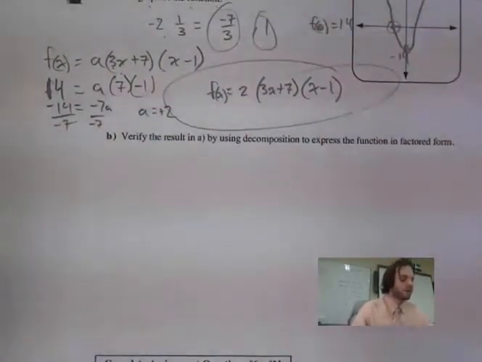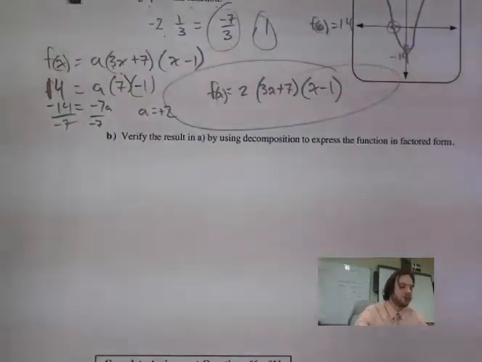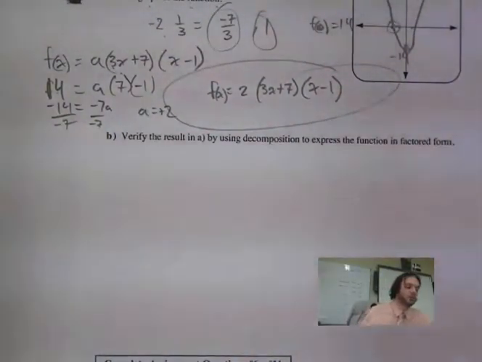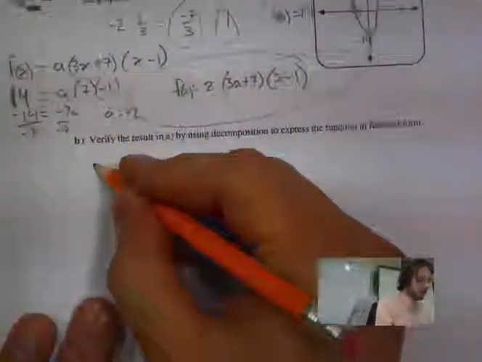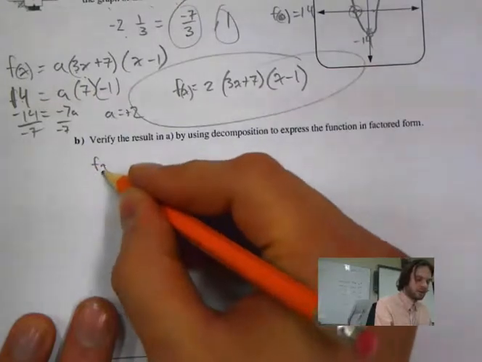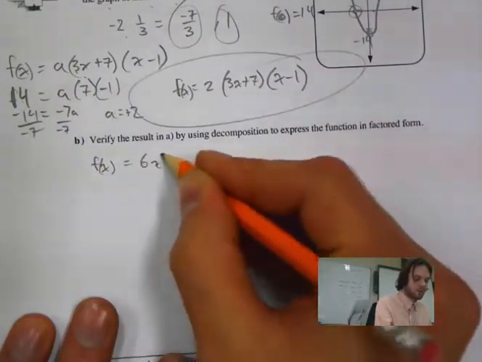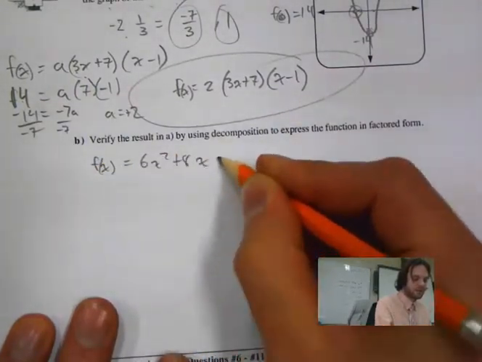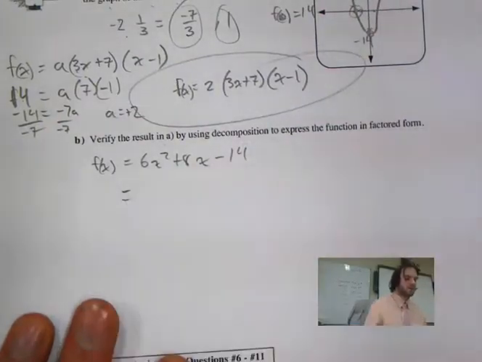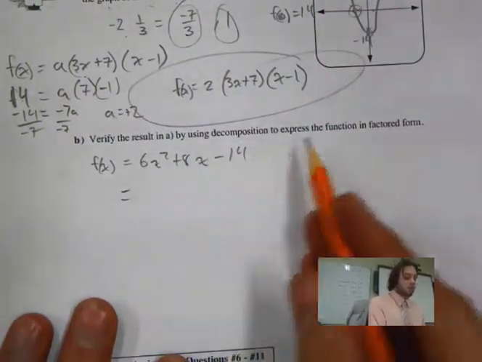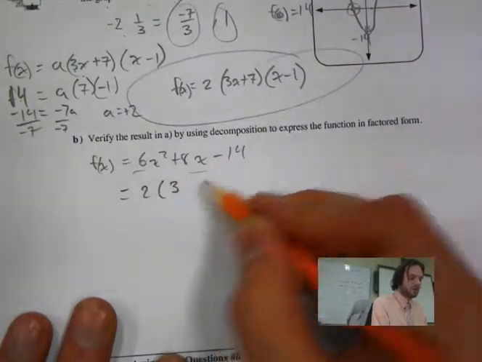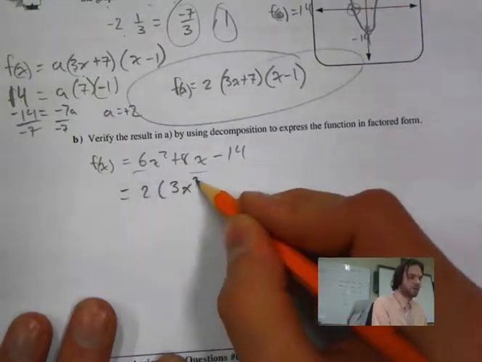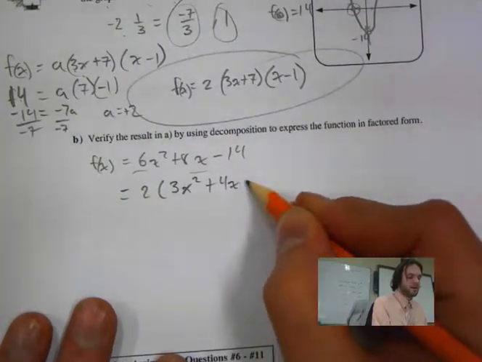Now, it says, verify the result by using decomposition to express the function in factored form. So now it wants us to use decomposition. So by factoring it ourselves. So let's try this one. We have f of x is equal to 6x squared plus 8x minus 14. So we look at this more. Now, what can we divide everything by? 2. So we're left with 2 times 3x squared plus 4x minus 7.